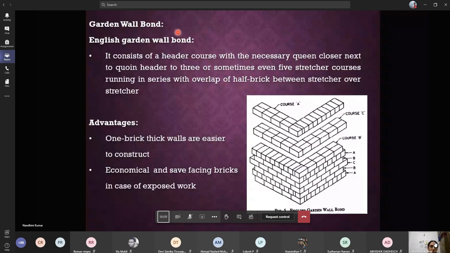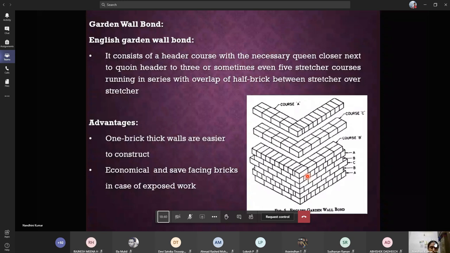English garden wall consists of a header course with a necessary queen closer next to the queen header, followed by three or more even stretcher courses. In the first course, you have your queen header followed by a queen closer. Then, going vertically, you find three different layers of stretcher bonds. Then again, you have the same repetition of the first row. This is your English garden wall.